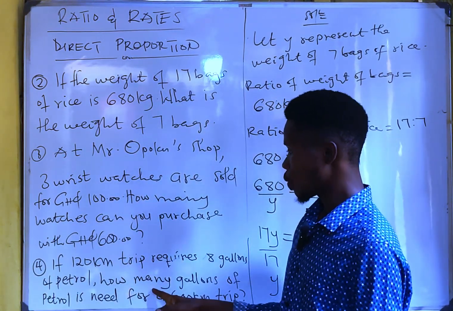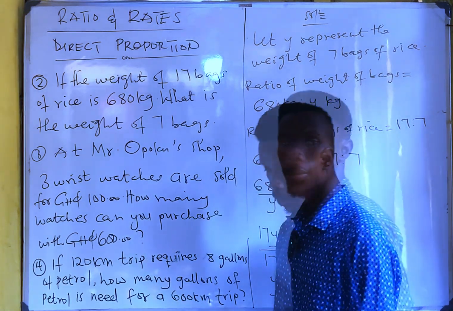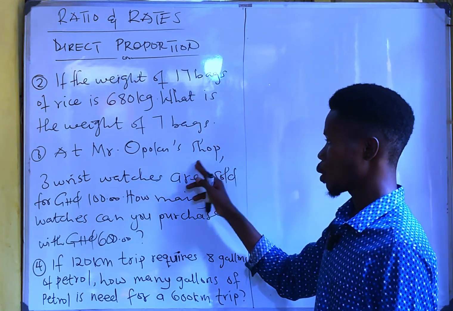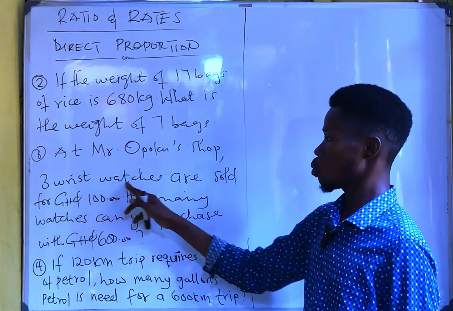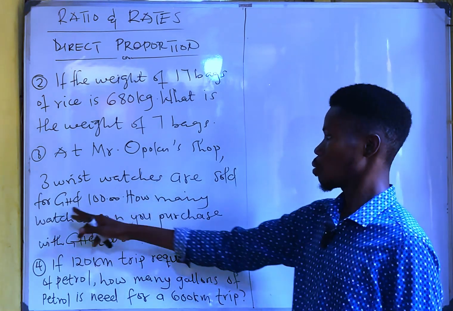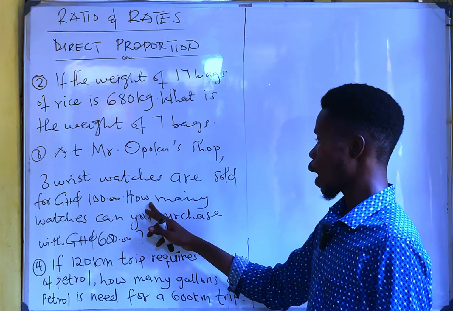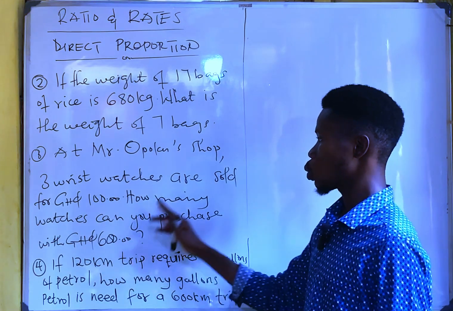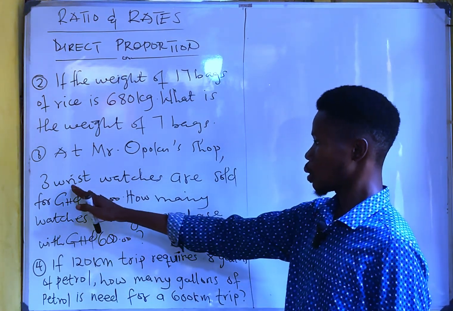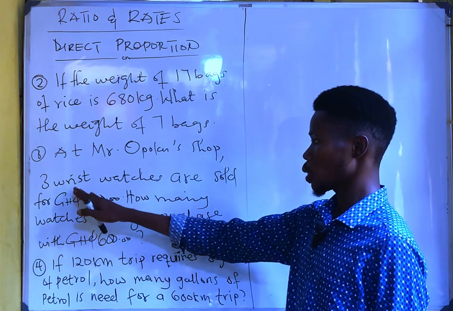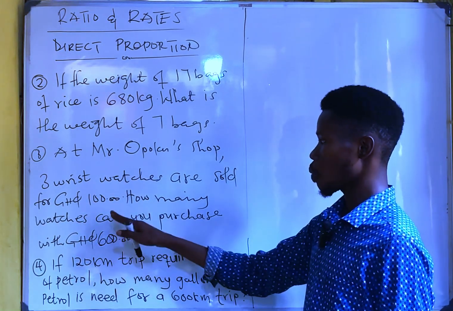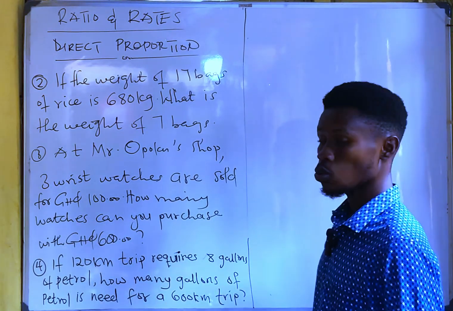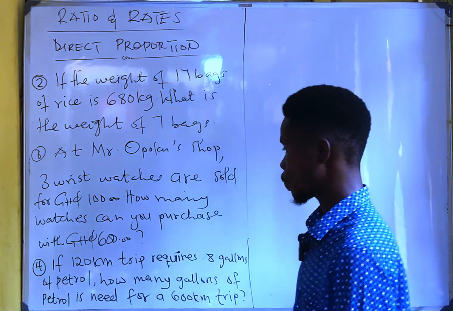Okay. Now let's look at the third example, and maybe I'll leave the last example for you to do. Is that okay? Okay. At Mr. Opoku's shop, 3 wristwatches are sold for 100 Ghana cedis. How many watches can you purchase with 600 Ghana cedis? So the amount has been given. For 3 wristwatches, when you sell them, you get 100 cedis. So how many will you sell to get 600 cedis? This is a very simple question. So let's see how you can go about this.